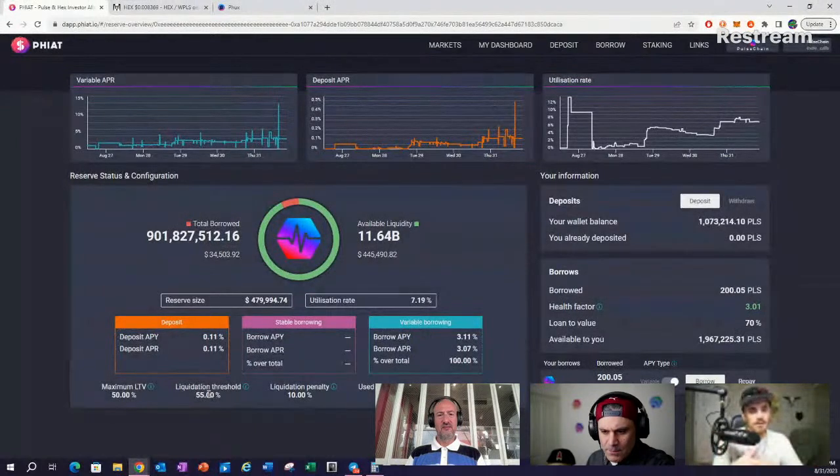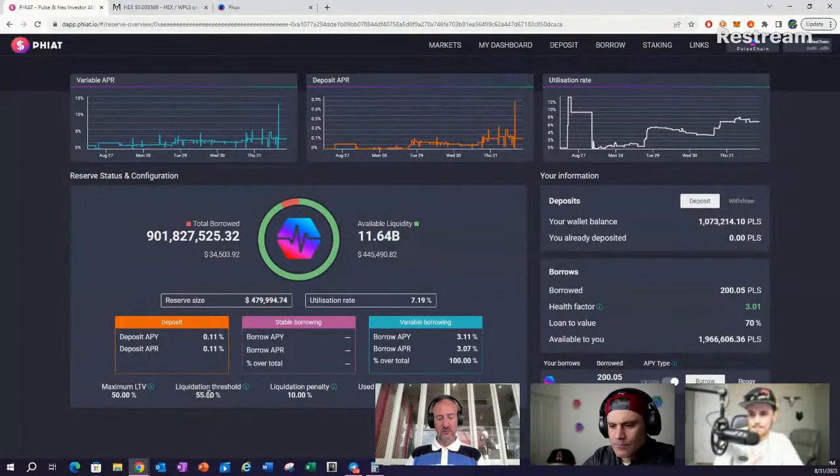So when that goes below 1, you start to get liquidated until either you have no more collateral or until your health factor goes back to 1 or above it. Once you're back above 1, it'll stop liquidating you.